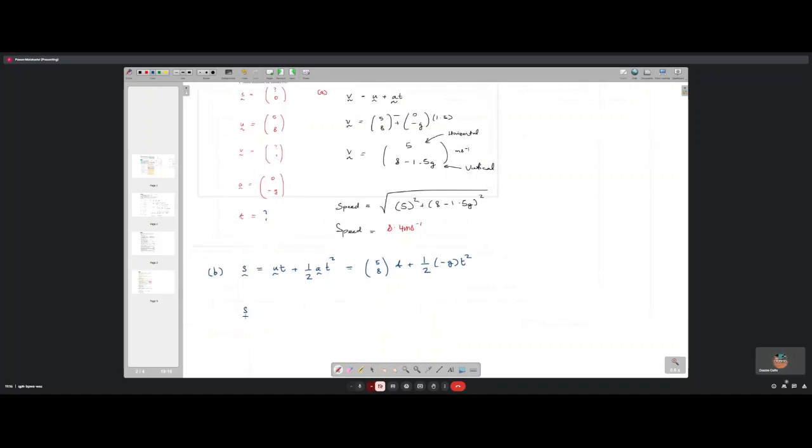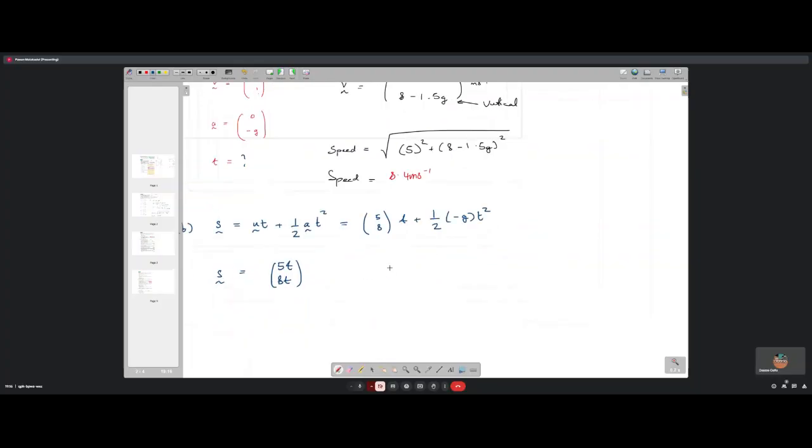So you would get s is equal to 5t, 8t. You understand that, yeah? Yes, because remember, time is a scalar. When you do a scalar times a vector, position vector, you're just doing 5 times t, 8 times t. You understand?